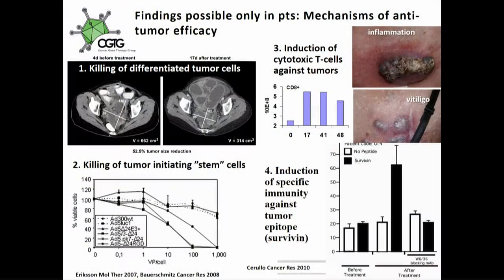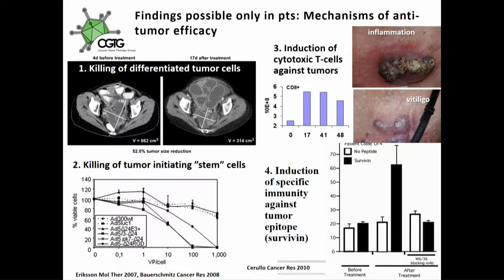Of course, in these treatments, the main idea is to try to help the patient, but it was also quite interesting for us, having built these drugs, to see what happens in humans. We were able to establish that in some cases, even large tumors can disappear, like in this ovarian cancer patient. 50% of the tumor was gone in about 17 days. Then we had some lab data suggesting that we're able to kill cell types called cancer stem cells, which may in part underlie the good long-term results.